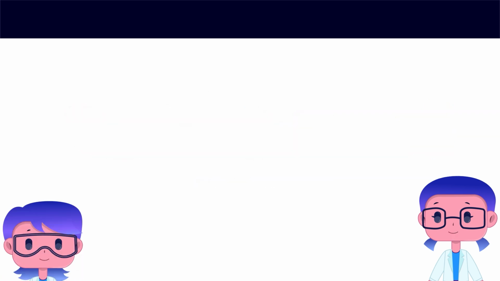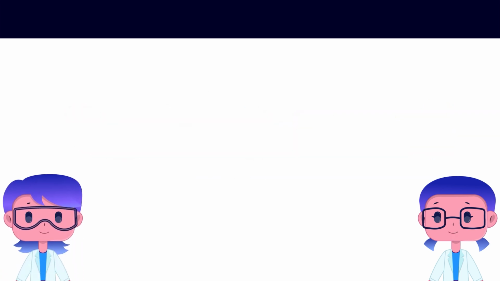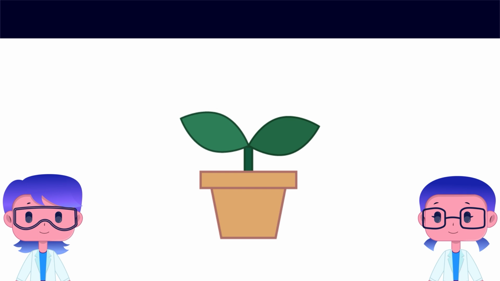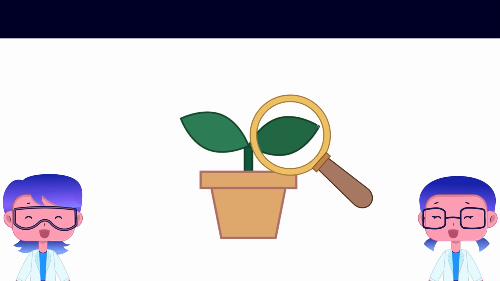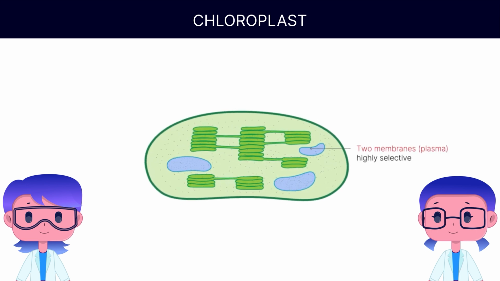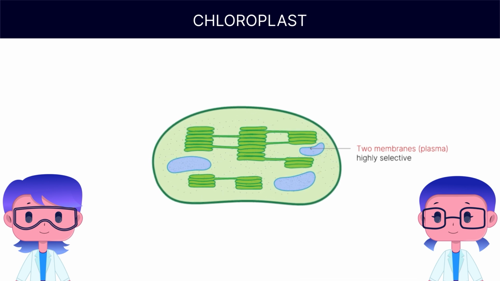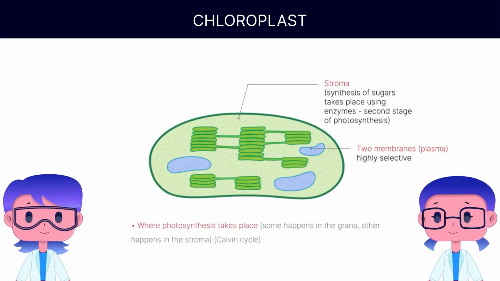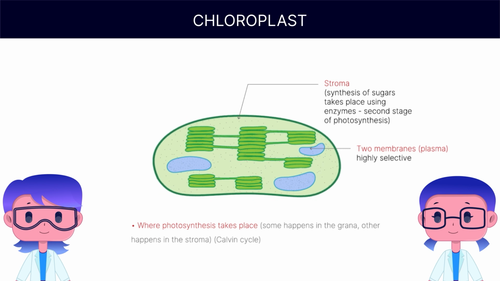Now that we've gone through organelles that are found in all eukaryotes, let's take a look at some organelles that are exclusive to plant cells. Chloroplasts are disc-shaped organelles with a triple membrane structure. In photosynthesis, chloroplasts turn carbon dioxide into sugars and oxygen.